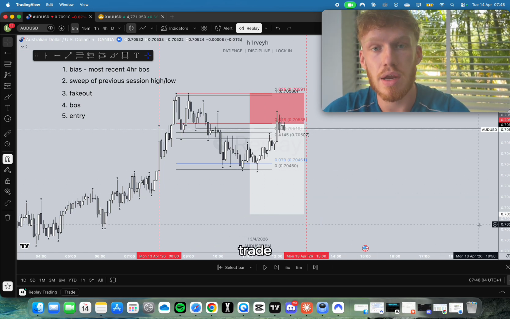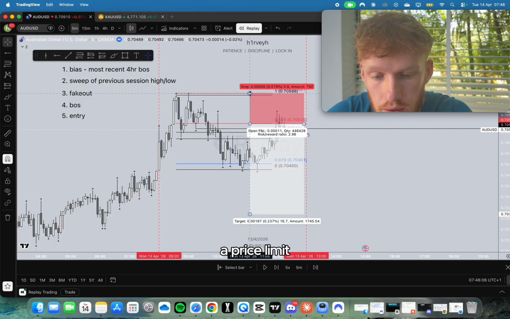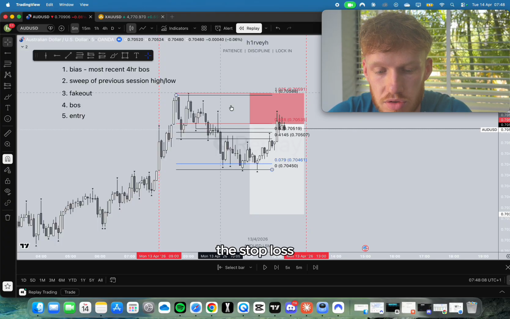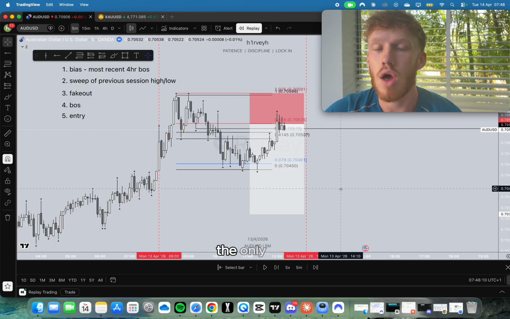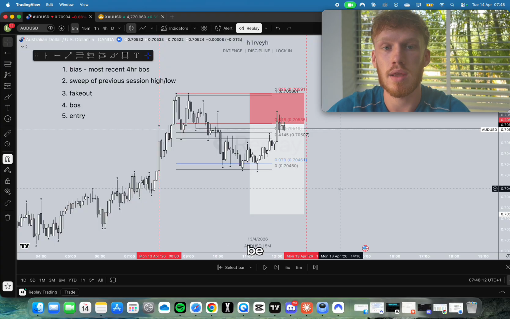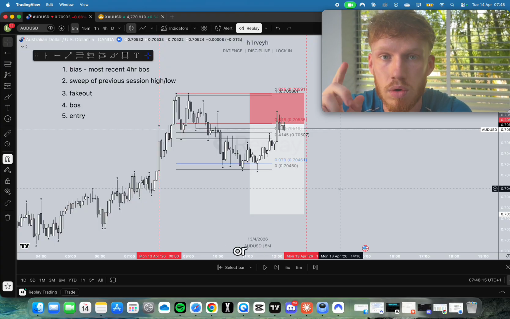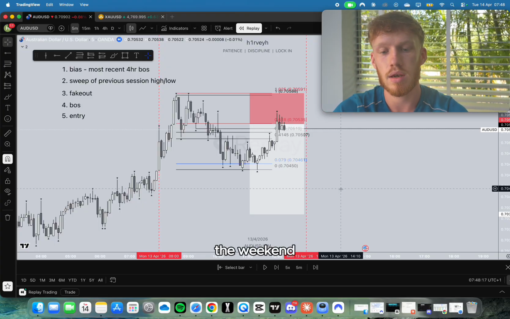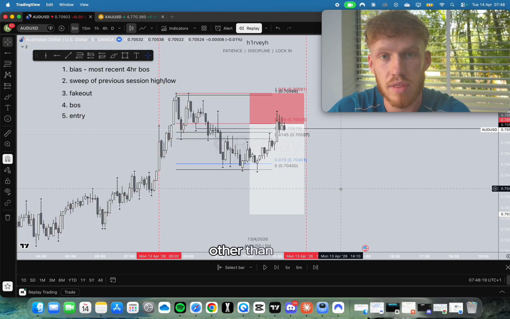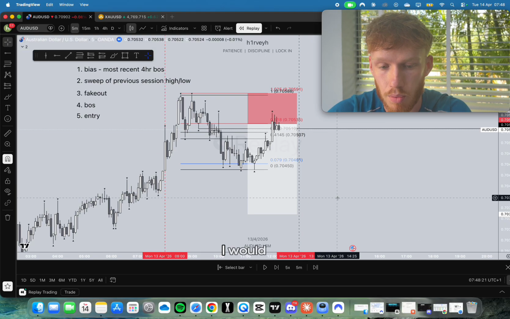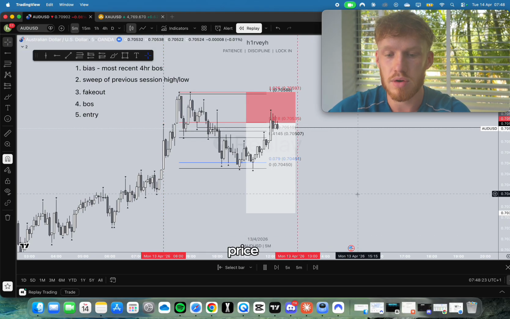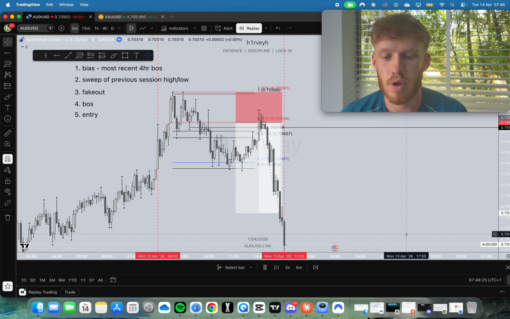Now I'm in the trade, I set and forget. I've set a price alert at the stop loss, price alert at the take profit. The only 2 times that I'd manually close would be if there's a news event coming up, or if it's a Friday and we're closing for the weekend. They're the only 2 times I manage the trade. Other than that, I set and forget.